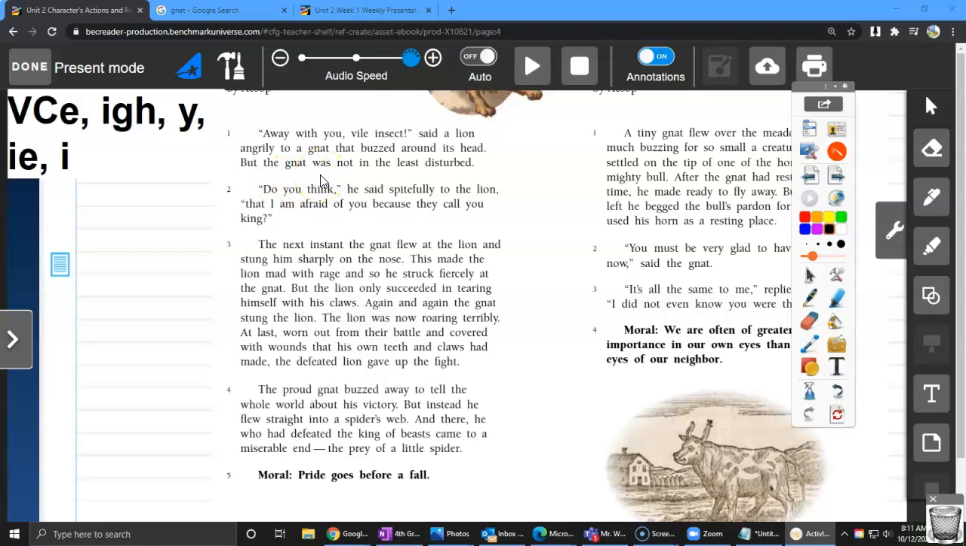"Away with you, vile insect," said a lion angrily to a gnat that buzzed around its head. But the gnat was not in the least stirred. "Do you think," he said spitefully to the lion, "that I am afraid of you because they call you king?"